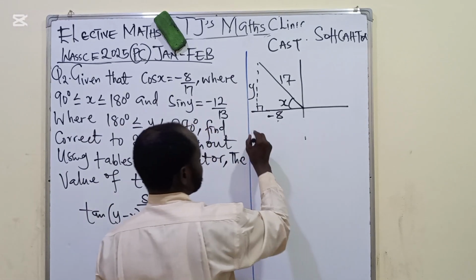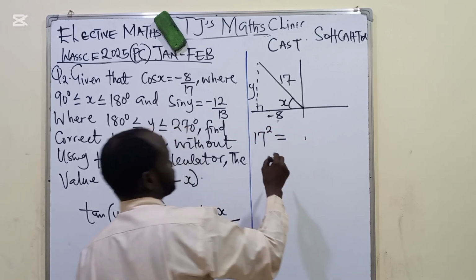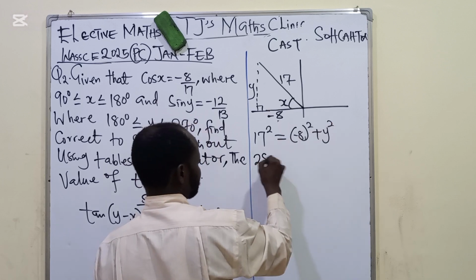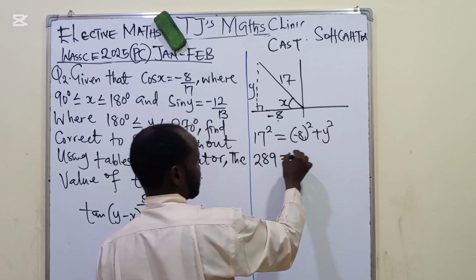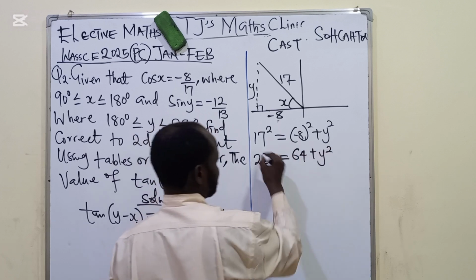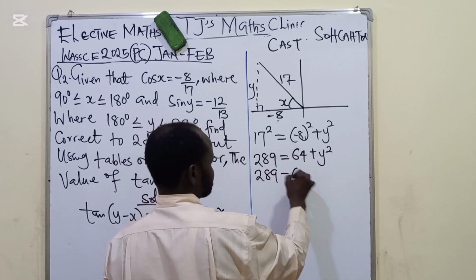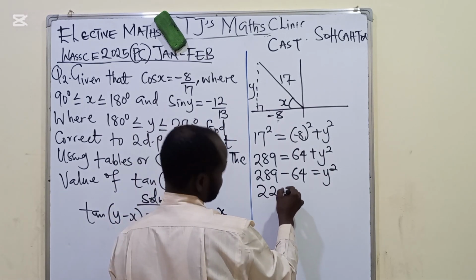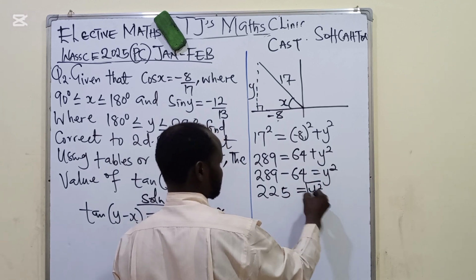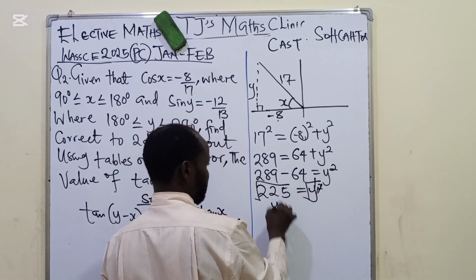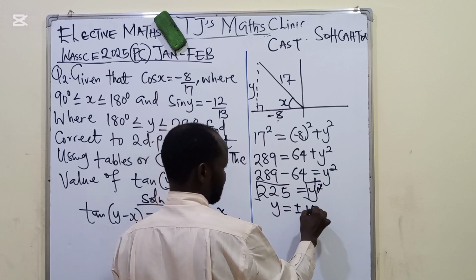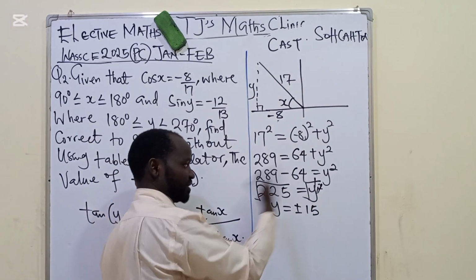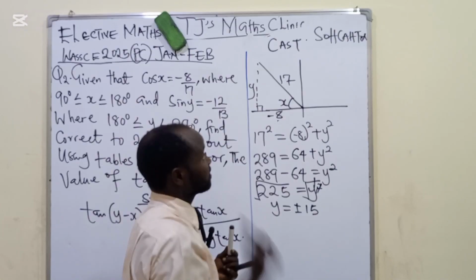So 17 squared is equal to minus 8 all squared plus y squared. 17 squared is 289, equal to minus 8 squared, which is 64, plus y squared. Let's collect that: 289 minus 64 is equal to y squared. 289 minus 64 is 225, equal to y squared. Let's take the square root of both sides so that y now will be plus or minus 15. Very important. Anytime we take the square root of both sides, we have to put plus or minus 15.